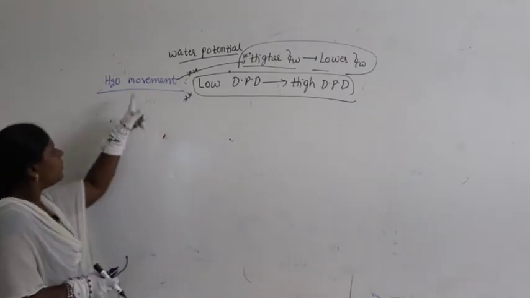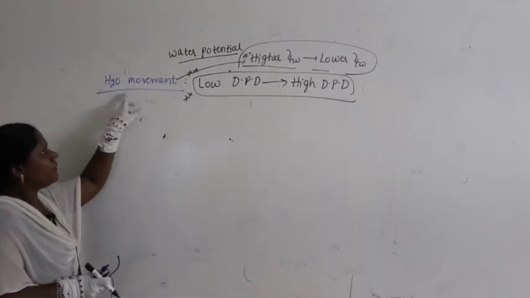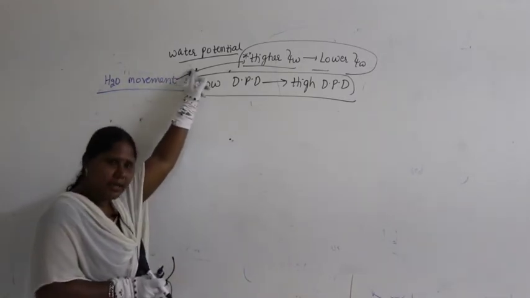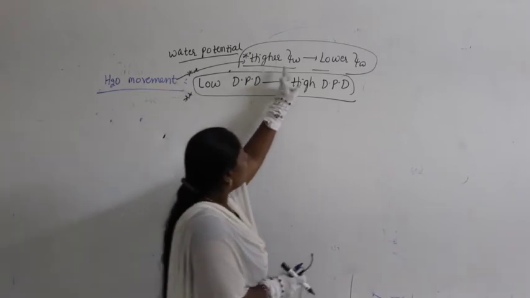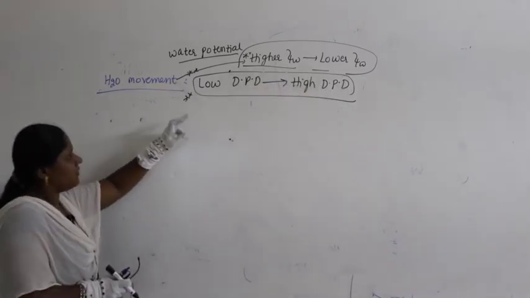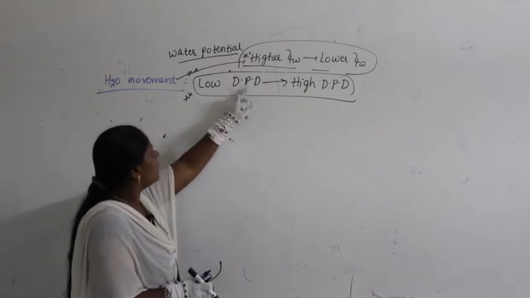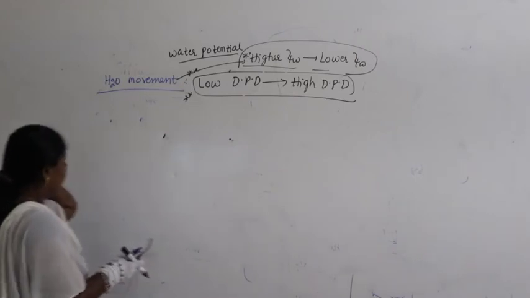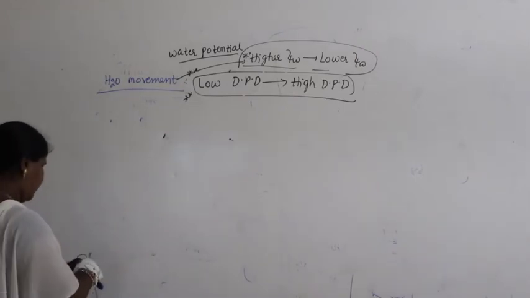So, what is the important formula you have to remember? If the question is given in terms of water potential, then the movement happens from higher water potential to lower water potential. Suppose the question is given in terms of DPD values, then you have to remember low DPD to high DPD. For example, they will give you a question like this.